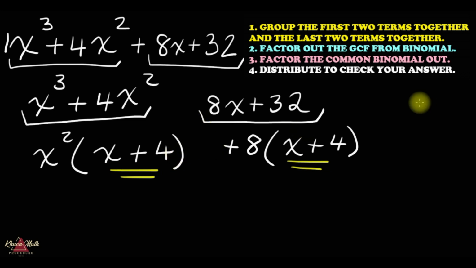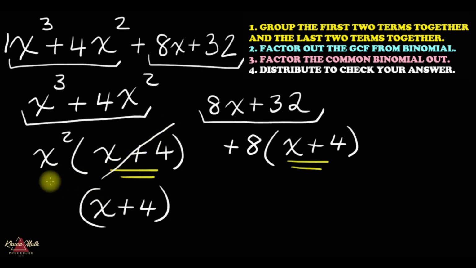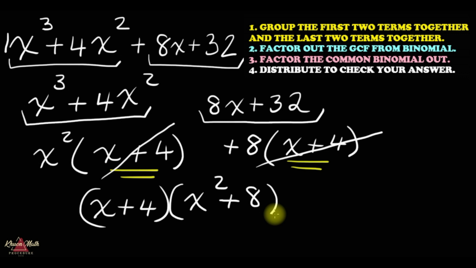So good job. All right, so now we're going to move on to step 3, and that is to factor the common binomial out. So you're going to take the common binomial out. Your common binomial is x plus 4. When you take out x plus 4 from here, you're left with the x squared. Then you have x squared plus, and when you take out x plus 4 here, you're left with a positive 8. And then these are your 2 factors of the polynomial up top.